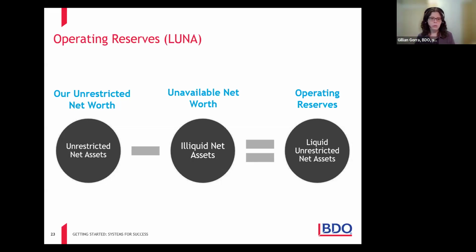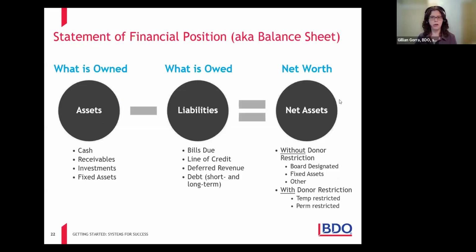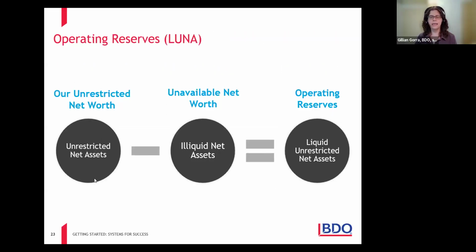All right, so back to LUNA, liquid unrestricted net assets. We're going to start with our unrestricted net assets. Remember, our net assets are our net worth. Of our net assets, how much of them are liquid, right? Or I'm sorry, we're going to start with our unrestricted net assets, and then we're going to subtract anything that's not liquid. So of our unrestricted net assets, how much of them are liquid? This is our LUNA. This is really important because this is truly an organization's operating reserves.